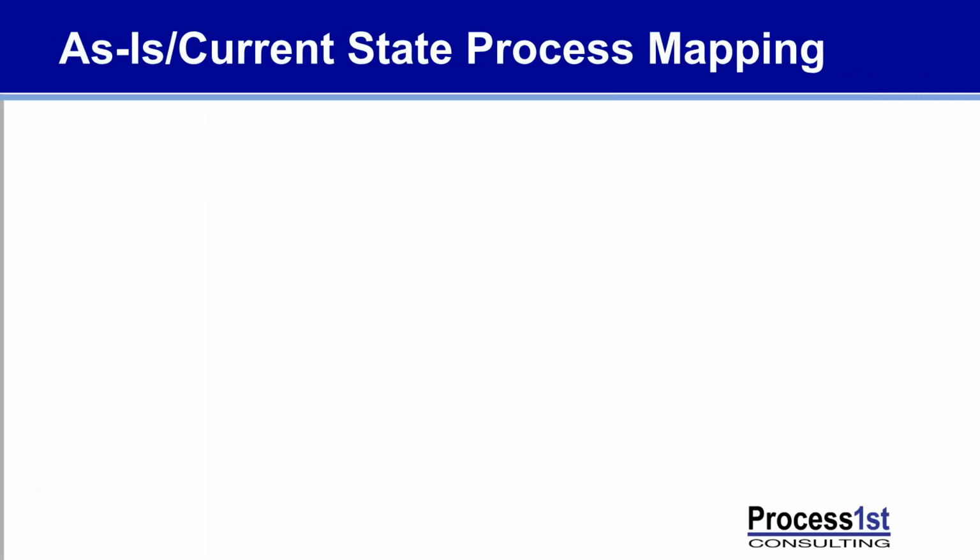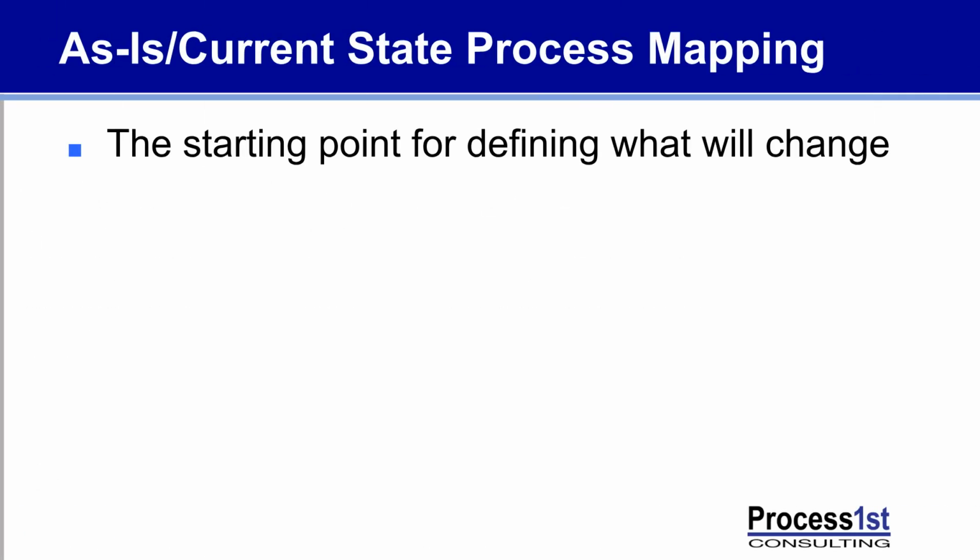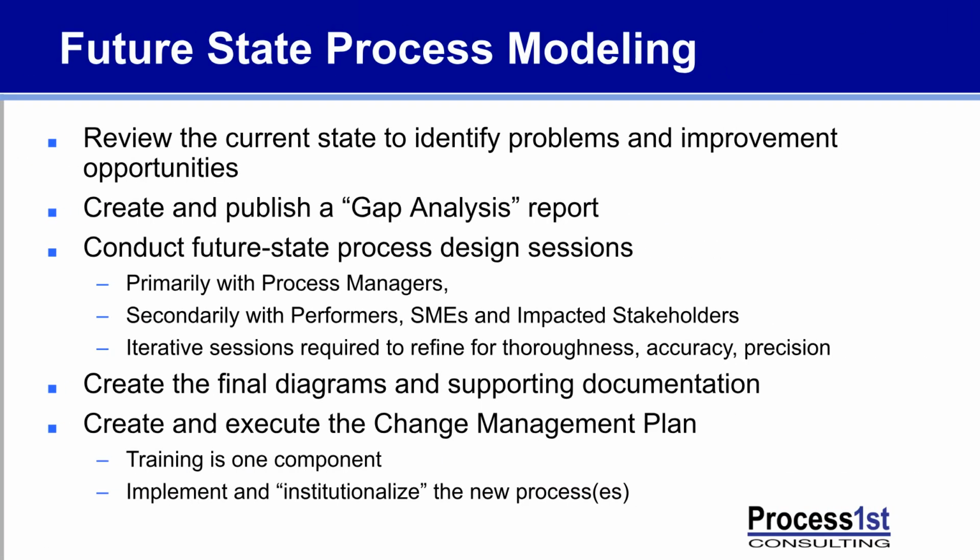The as-is or current state process map serves as the vital starting point for defining what needs to change. Future state modeling involves reviewing the current state, conducting gap analysis, designing new sessions with stakeholders, creating documentation, and implementing a change management plan to institutionalize the new process.